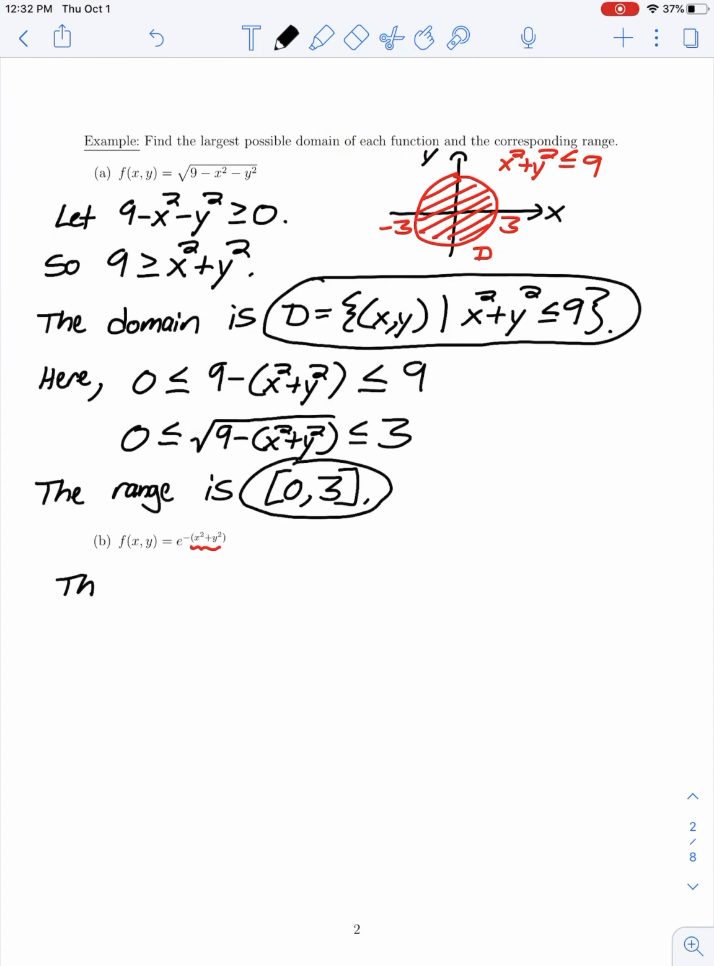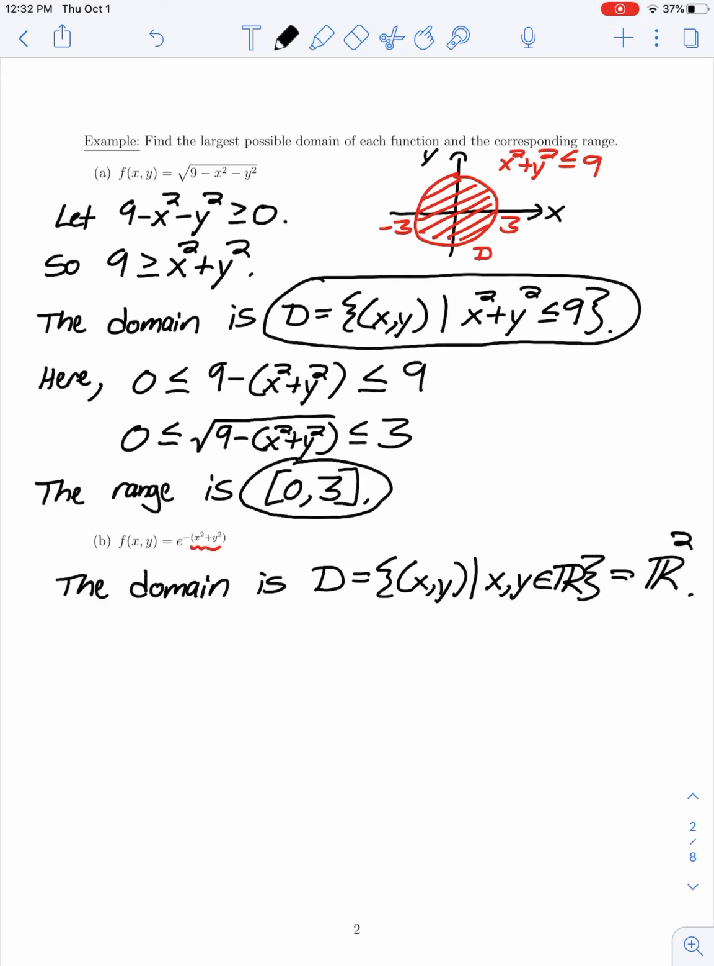So we can say immediately that the domain is the set D of all points in the xy plane such that x and y could be any real number. But recall that this set is denoted as R2. We can take any point in the real xy plane. So our domain is all of R2.